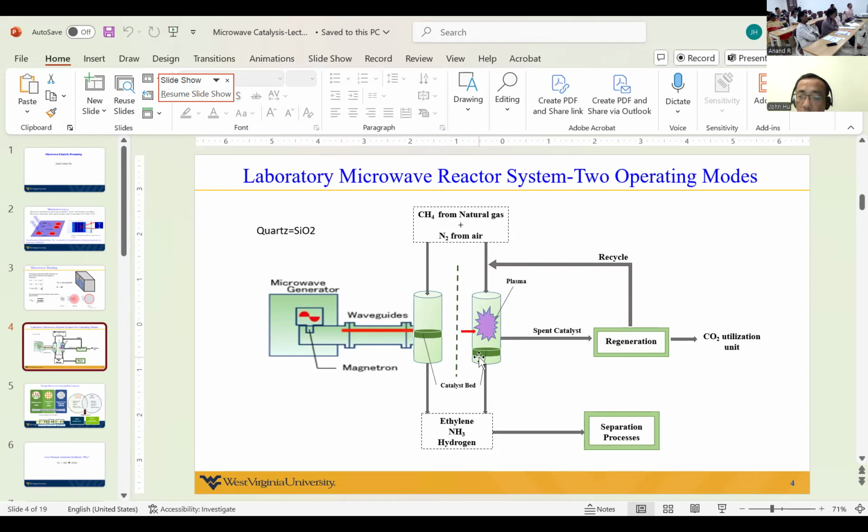In the next scenario, my catalyst is not in the microwave zone. This microwave zone is here. However, I use microwave to generate the plasma. This plasma is not very hot, but the temperature is, let's say, 200 degrees C.